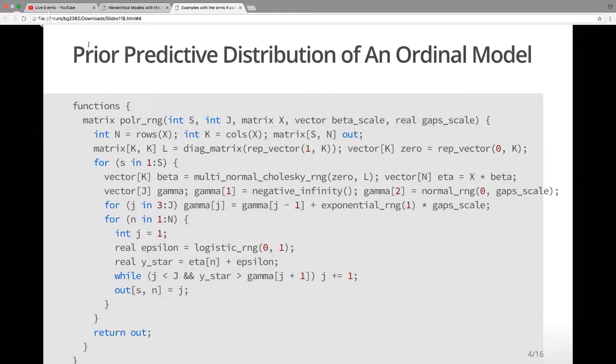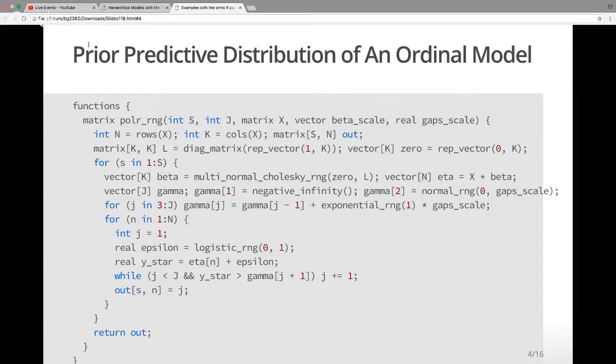When you're done with both of those loops, you can return the matrix of realizations from your prior predictive distribution, and you're going to get a matrix that's S by N, where each column has a series of ordinal realizations for each person that is in X.